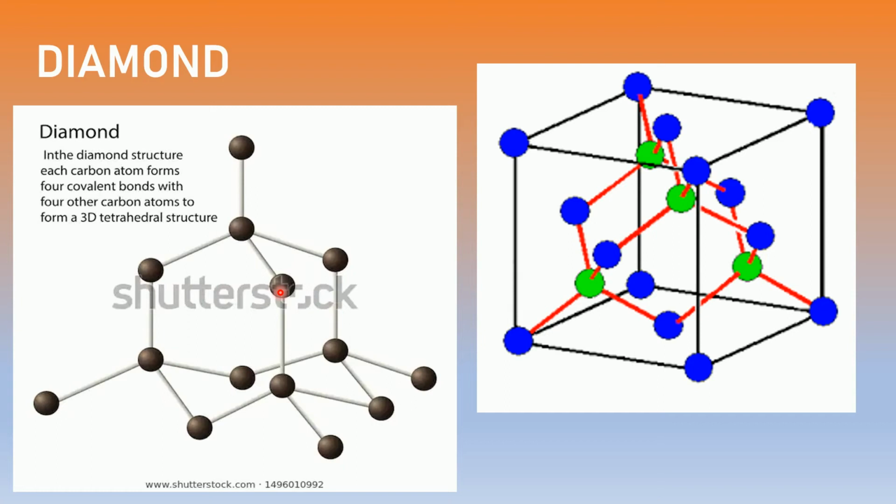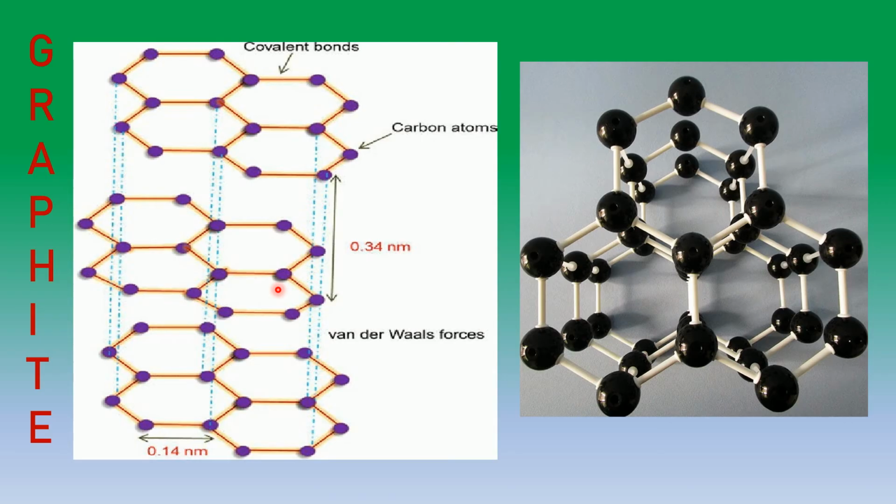So the carbon tetrahedral structure has each carbon bonded with another 4 carbon atoms. Am I clear? And each of these will have what kind of bond? Single bond. So now let us move to the next one, that is graphite.